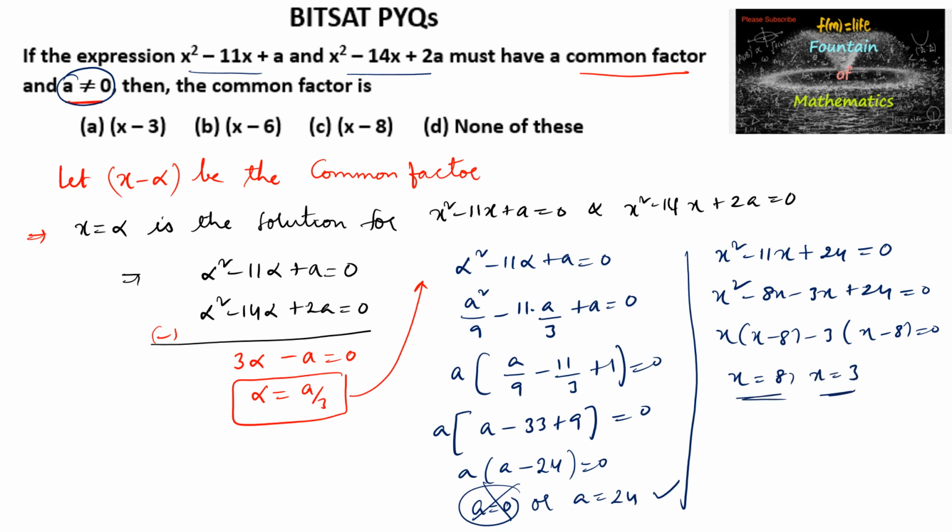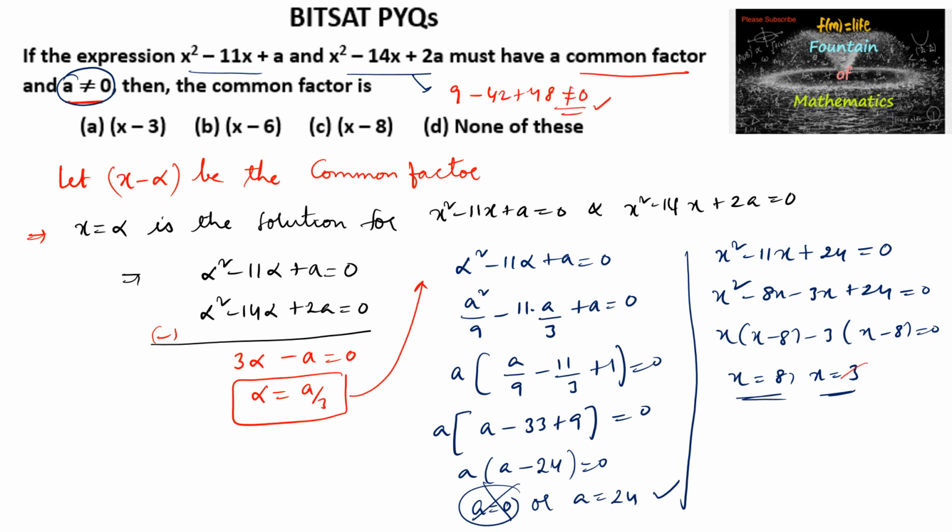And let us substitute x is equal to 3 in the second equation. So here we can find 3 square, 9, minus 14 threes are 42, plus 2 times a, that is 48, which is not equal to 0.